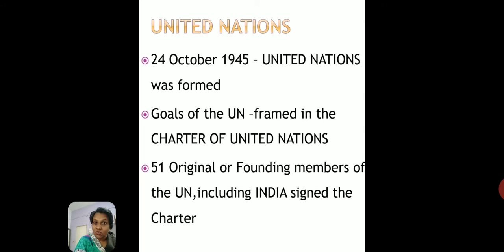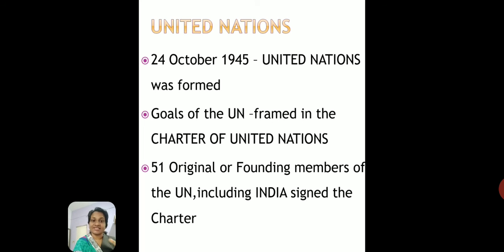Second, what is the goal of the United Nations? These goals are written in a document called the Charter of United Nations. What is a charter? It is just a document in which the initial ideas or the purpose of the organization are written: why it is formed, who are the members. So all these things can be mentioned in the charter of any organization. The goals of the United Nations are mentioned in the Charter of the United Nations.